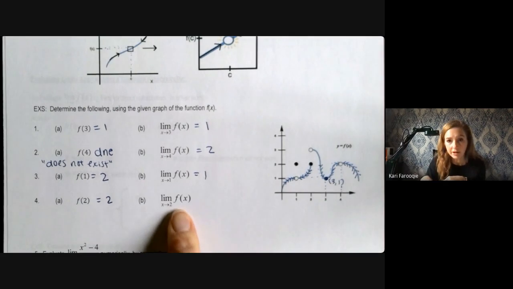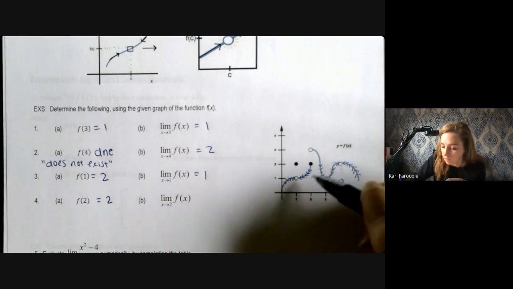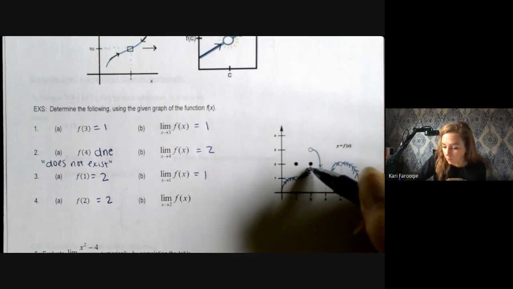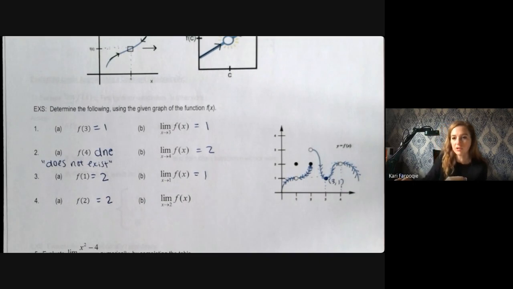Now, the limit is where we're going to have to put a little bit more thought into what's going on with this situation with the open circle. So now we're talking about the limit as x approaches 2. Well, as x approaches 2 from the left, you'll notice that y approaches 2. So I'm approaching this value where we have this open circle, this closed circle. Sorry, I'm running out of space to put my little arrows here. They start to look like little caterpillars.